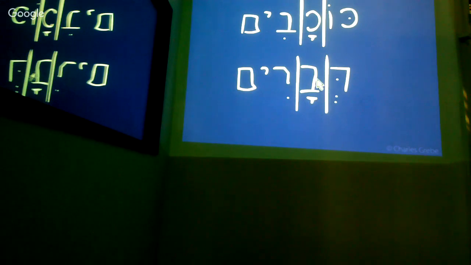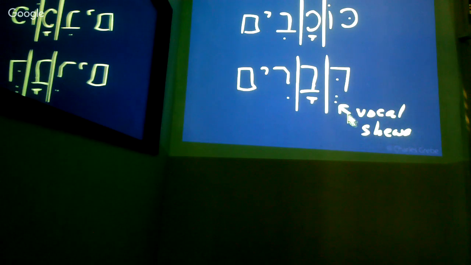This is also a Qames-Hatuph letter. It begins a syllable, so that's fine. And doesn't have a vowel before it? Well, Devarim, in fact, it does. This guy is a vocal Shewa. The presence of a vowel, any vowel, even the smallest of vowels, the vocal Shewa is the most reduced of all vowels. Even that little vowel is enough to scare away the Daghesh Lene that would otherwise be here.